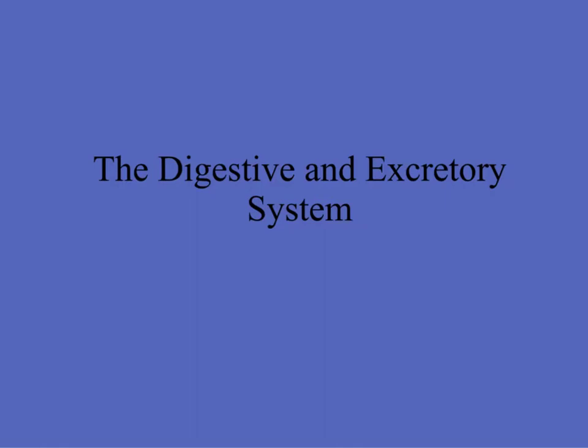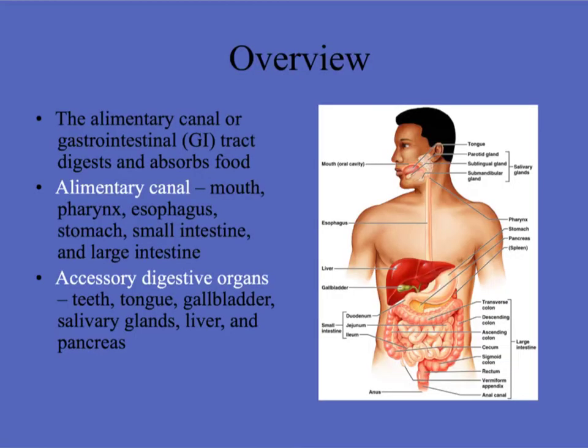Okay, in this unit we're going to be talking about the digestive and the excretory system, also called the urinary system. The gastrointestinal tract is also called the alimentary canal. It basically includes the mouth, pharynx, esophagus, stomach, and small and large intestine. This is where food is digested and nutrients are absorbed.